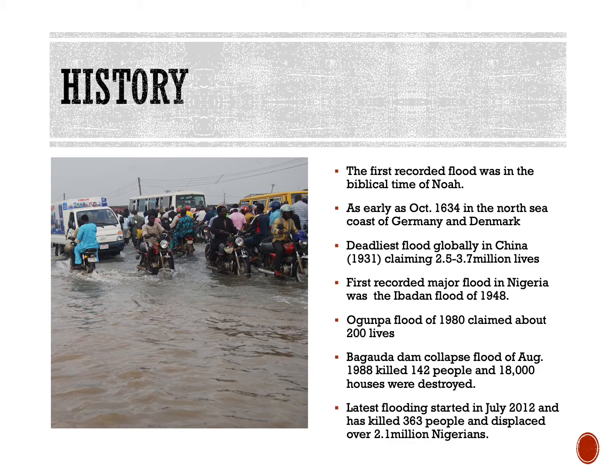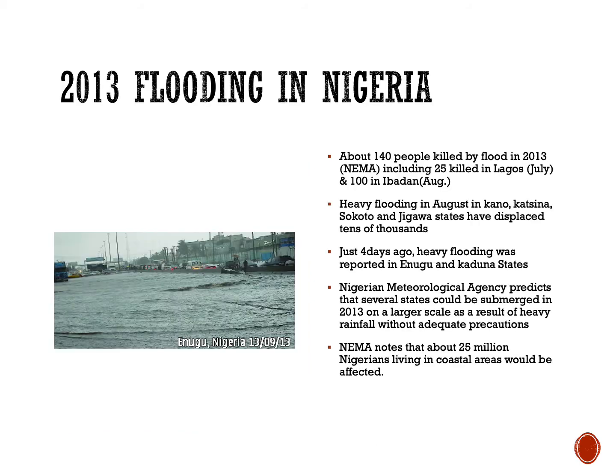That's the 2013 flooding. So that is a huge loss to the nation in terms of deaths and also disruption of activities. Then there is the Bagauda Dam collapse in August 1988, that killed 142 persons and destroyed 18,000 houses. So these are the history of flooding and its effects in Nigeria. Why we are giving this history is to show that flooding has been here for a long time, and it has been very, very disastrous in terms of its effects.